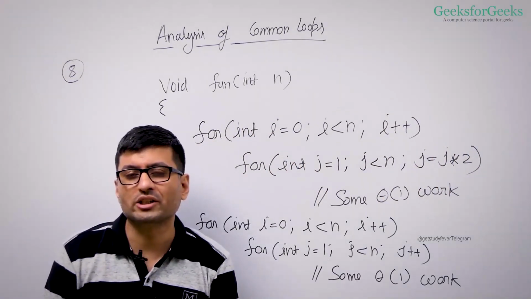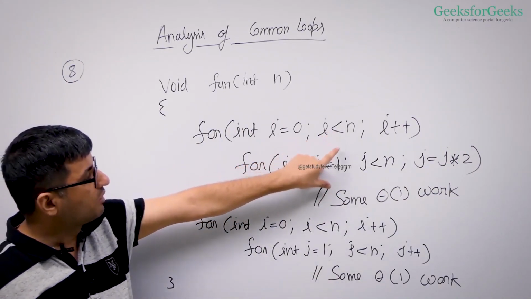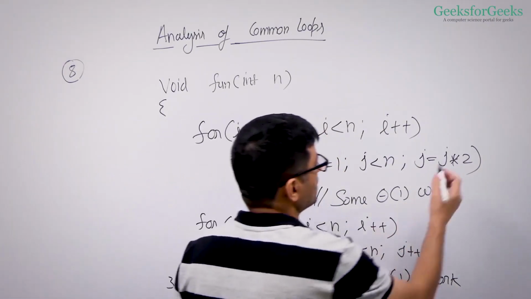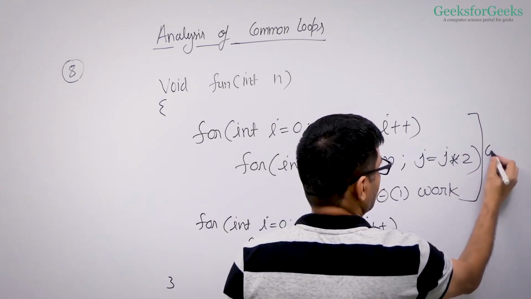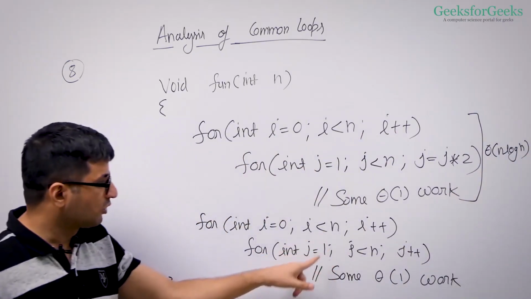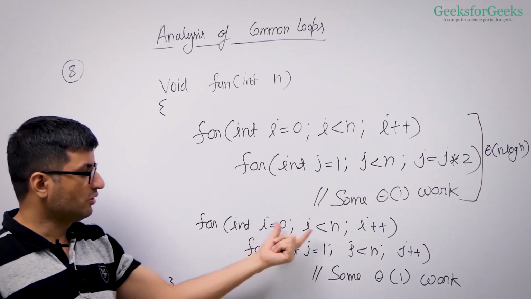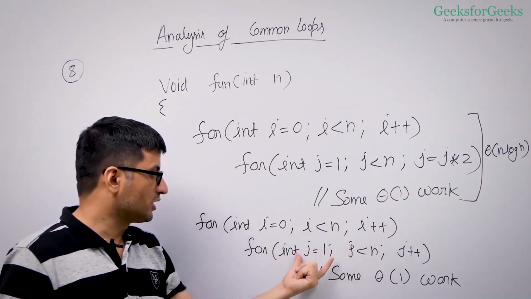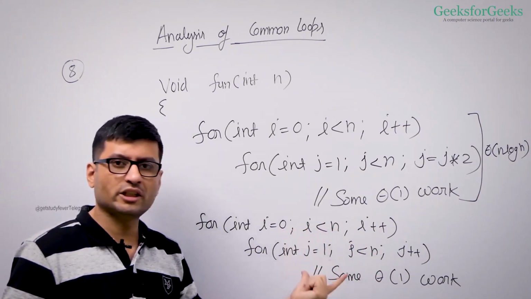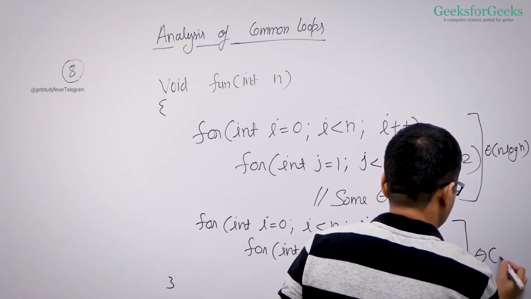Let us now take a look at this code. We have two nested loops. How much is the order of growth of this loop? We have just discussed. It's theta n log n. So this part is theta n log n. And how much is the order of growth of this part? It runs a loop for i equal to 0, i smaller than n, i plus plus, and j equal to 1, j smaller than n, j plus plus. So this is theta n, this is theta n. Since they are nested, we say they are theta n square. So this is theta n square.